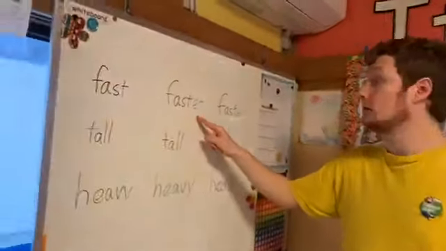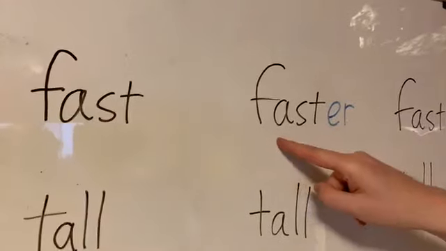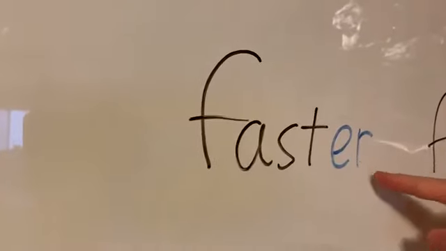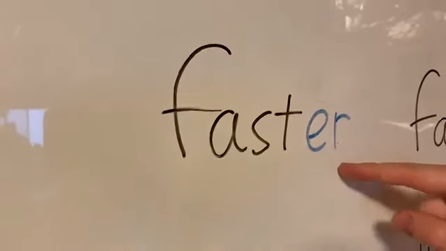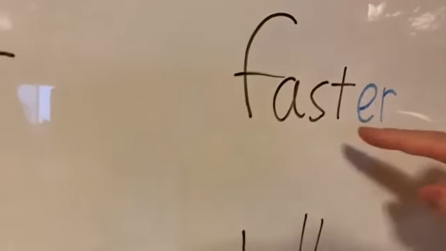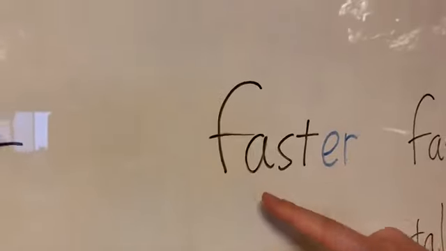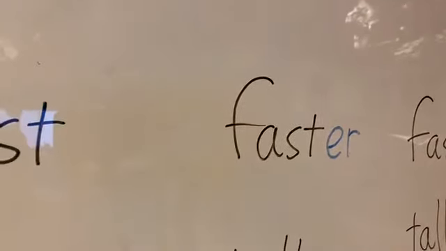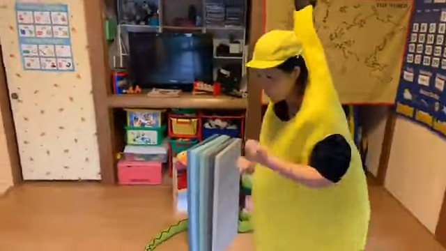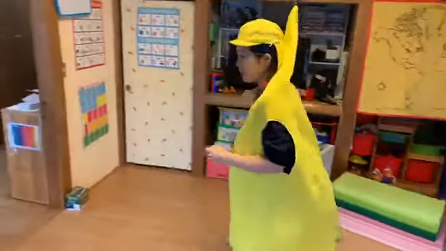But look over here. Oh, we got fast, but we got E-R on the end. Faster. So we say faster. So, I am fast. But banana is faster. Oh, banana is faster. Look how fast banana is. Wow. Faster.